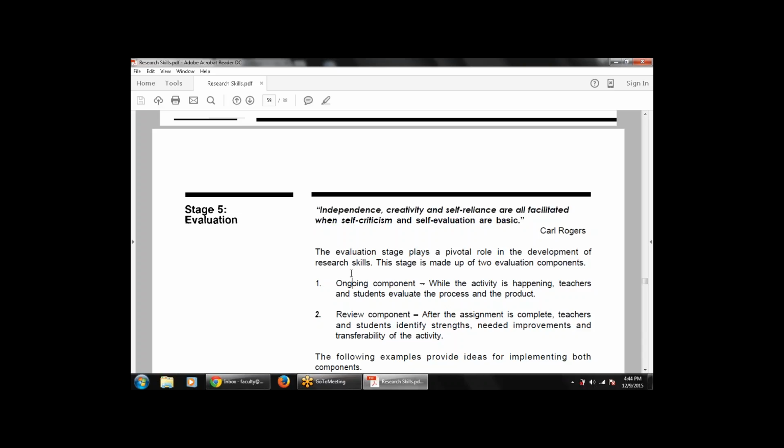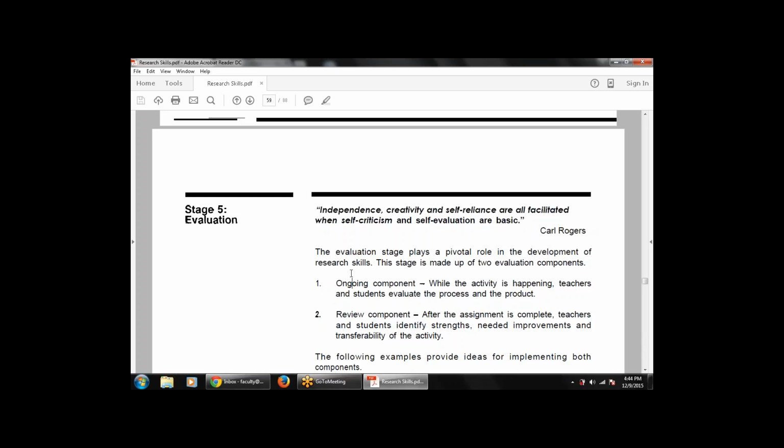So the evaluation stage plays a vital role in the development of research skills. This stage is made up of two evaluation methods. First is the ongoing component. While the activity is happening, teachers and students evaluate the process and the product. So whatever the activity going on, the teacher must evaluate the product, what it is and why it happened. So what is the process, what is the product, in the ongoing activities whenever the activity is happening.